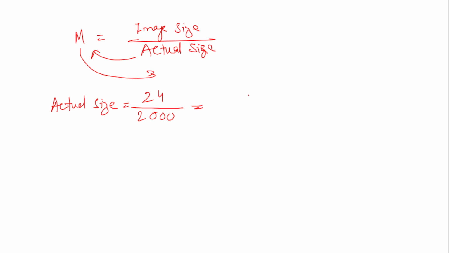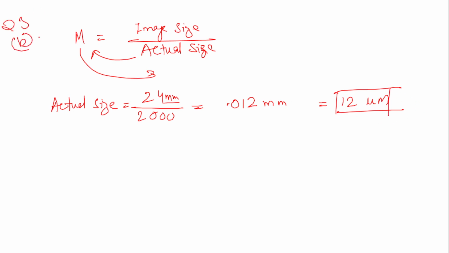So this will be somewhere around 0.012 millimeters, right? Because this was 24 millimeters. And we can convert it into micrometers by multiplying it with 1000. So that will be 12 micrometers. Okay, so the actual size of this particular specimen is approximately 12 micrometers, we can say. Fine, so this is question number 3, part B.